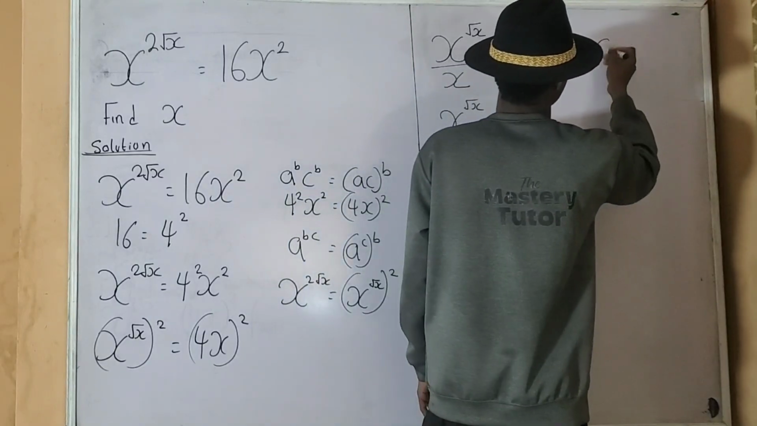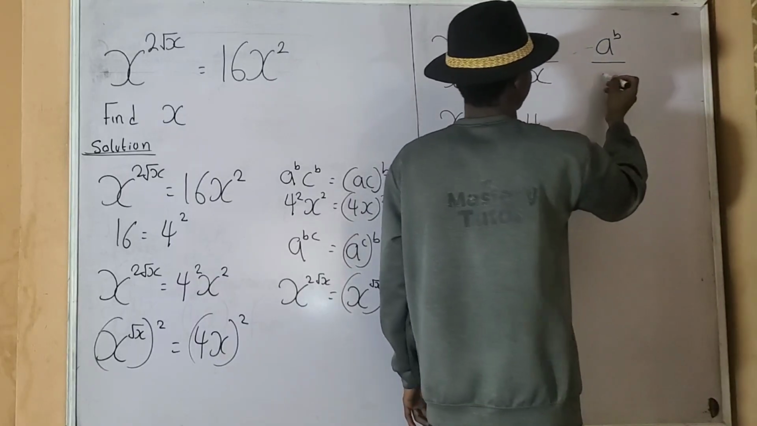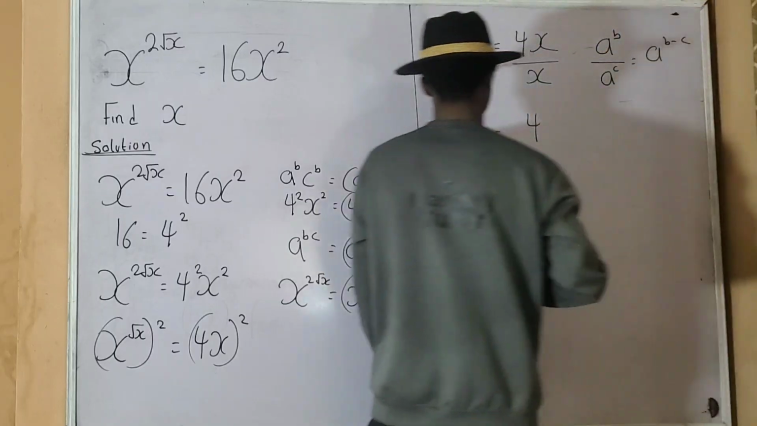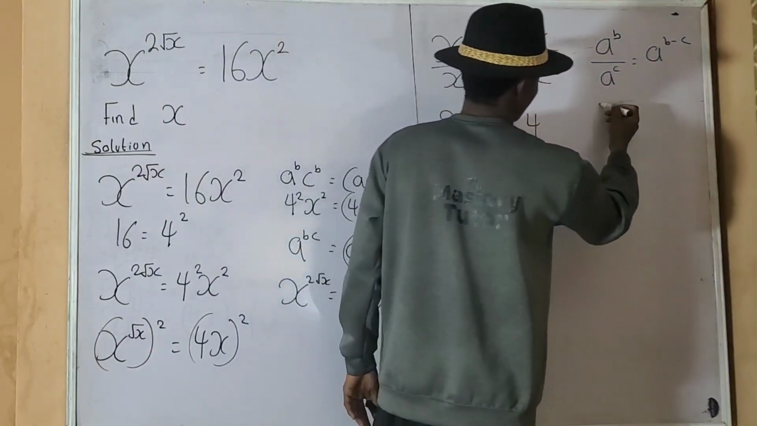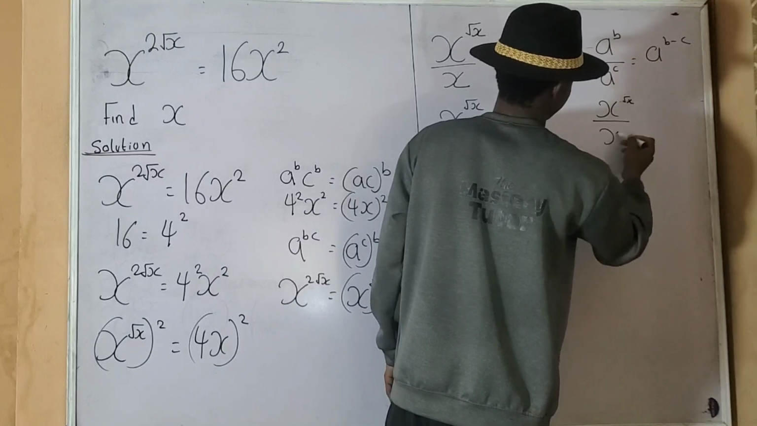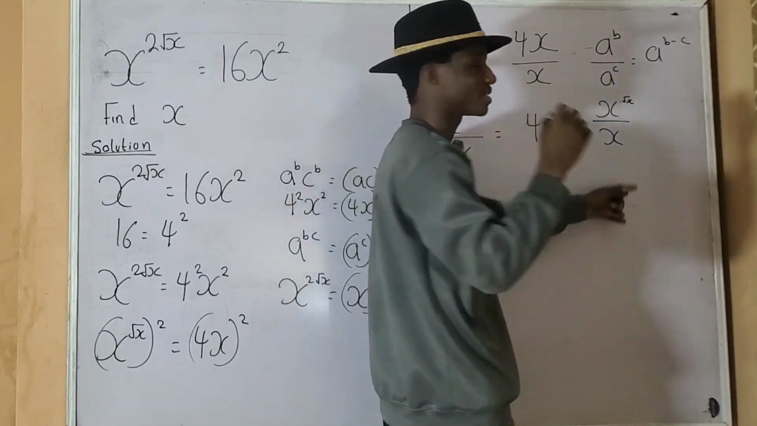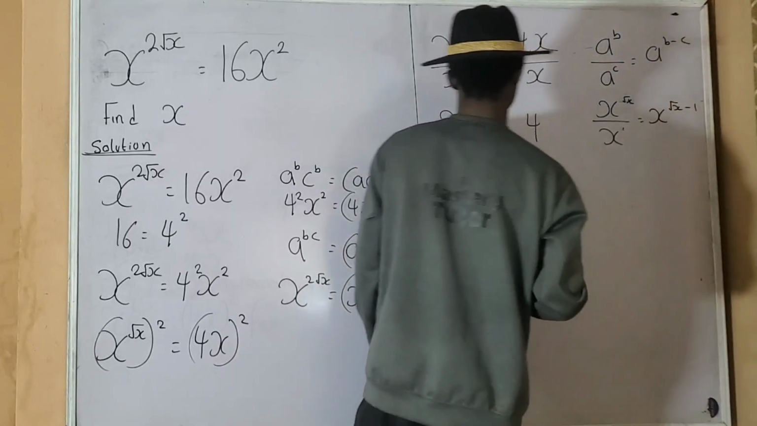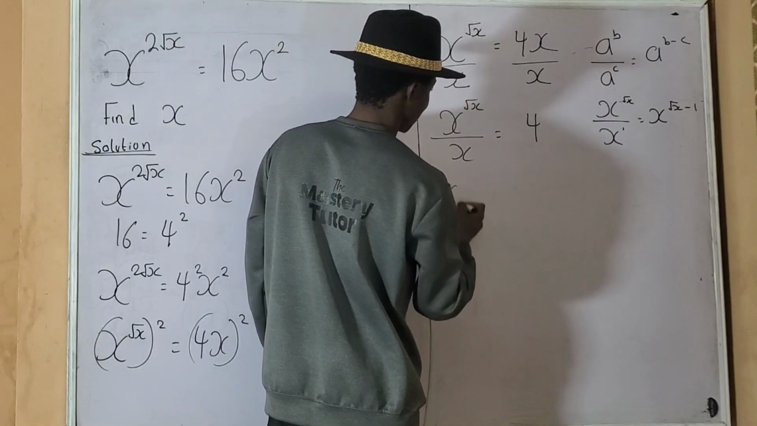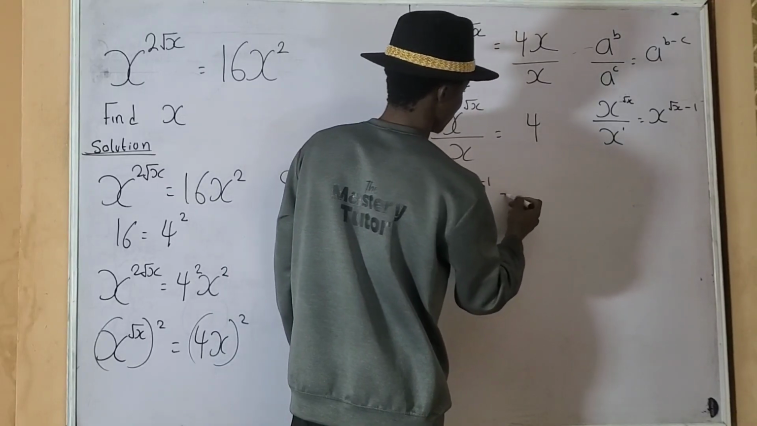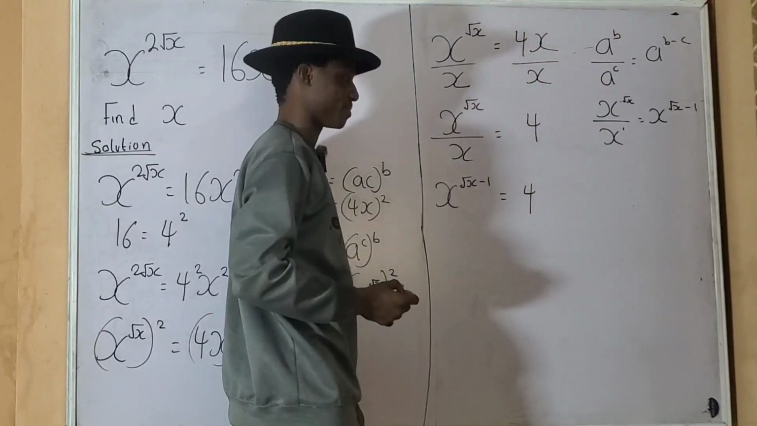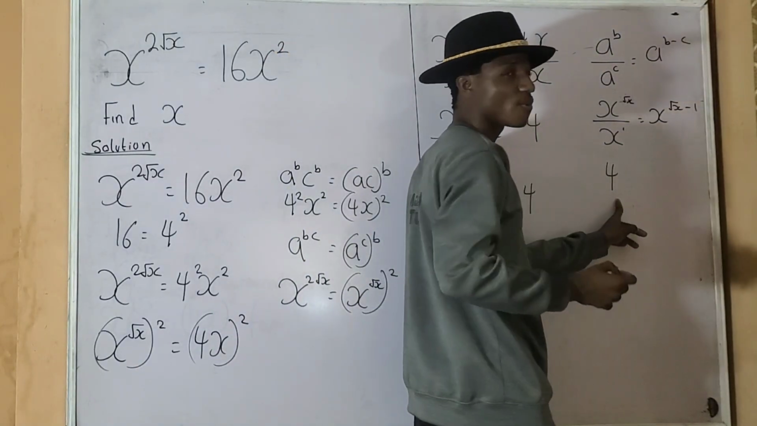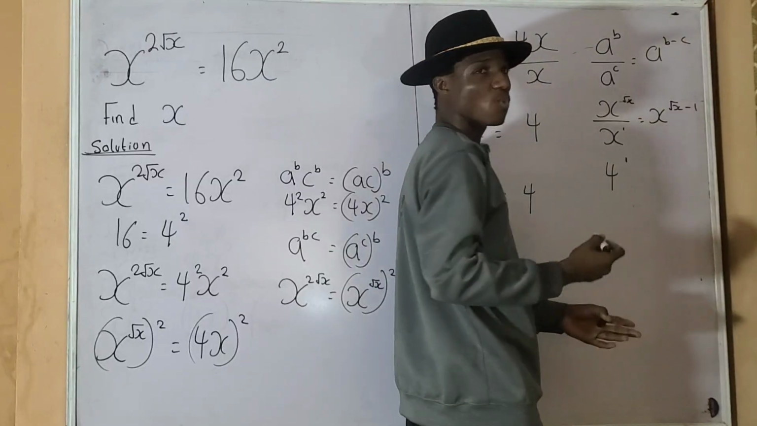Okay, law of indices. If you have a raised to the power of b divided by a raised to the power of c, this can be written as a raised to the power of b minus c, right? So I'm having x raised to the power of root x divided by x. Do you know that this x, the power is 1, right? So I'm going to have x raised to the power of root x minus 1. Okay, so for this, I'm going to have x raised to the power of root x minus 1 equals to 4. Now pay attention. Do you know 4, the power of 4 is what? 1, right? 1 can be written as what?